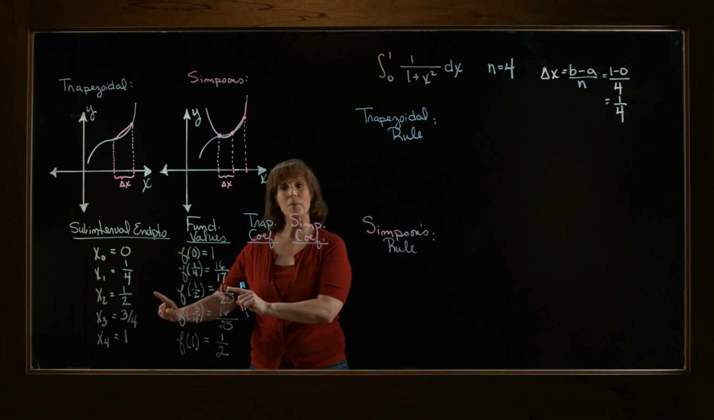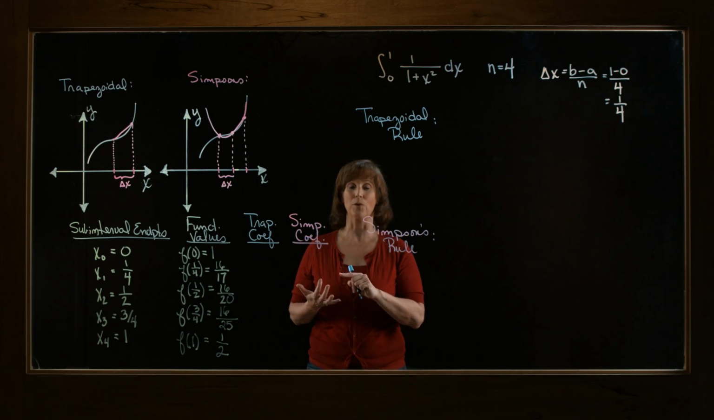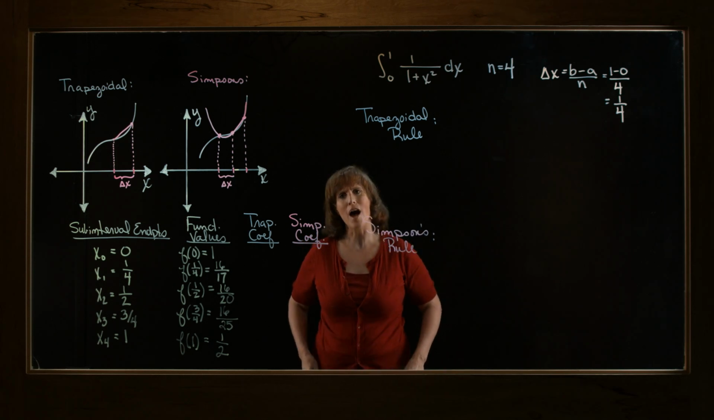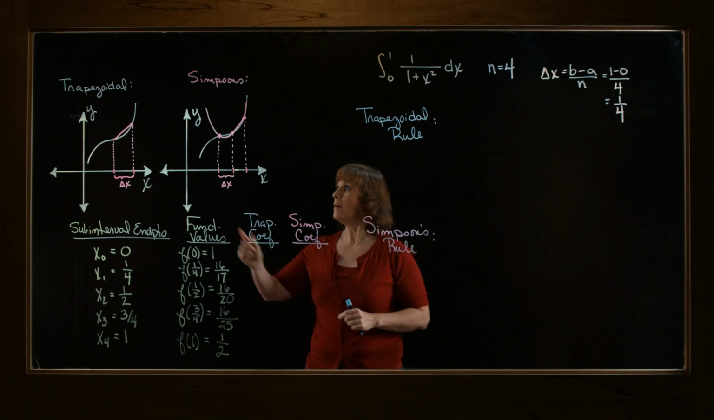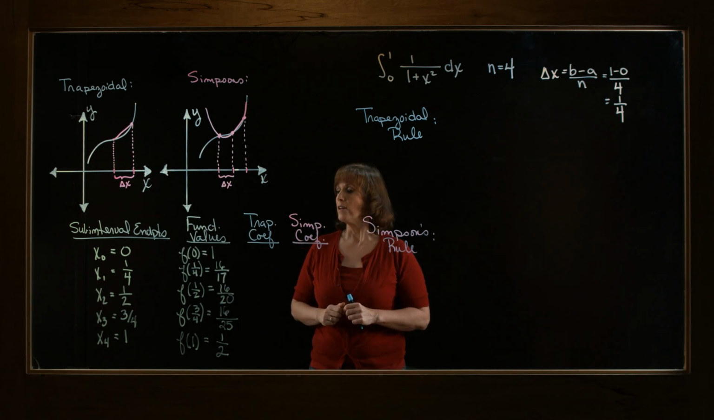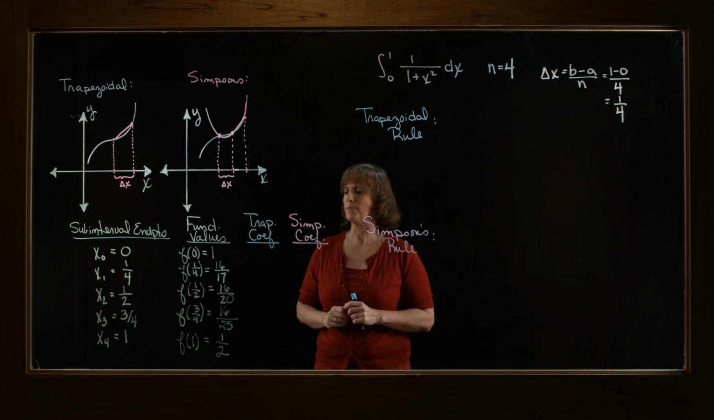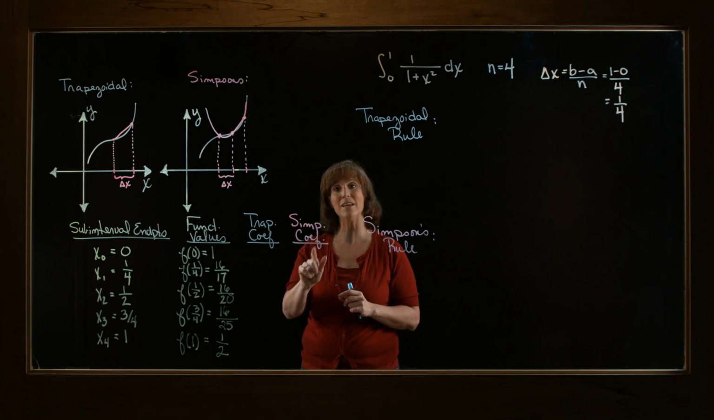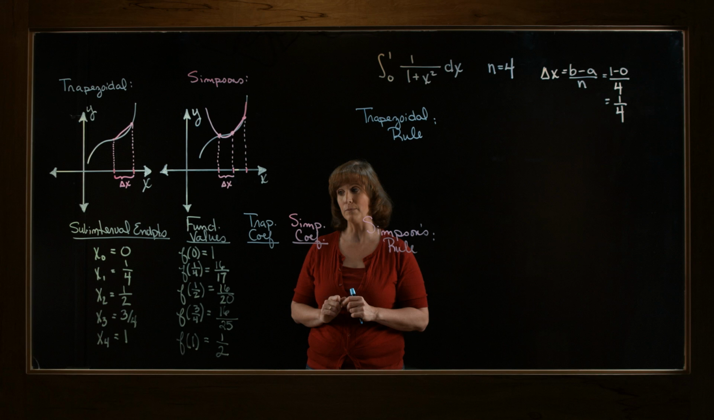Okay, so those are the pieces that I need for my trapezoidal rule and Simpson's rule that are common to both. Now, the formulas are not going to be exactly the same because I'm using trapezoids and parabolas. So where's the difference? We're going to be using some coefficients for the trapezoidal rule, and they'll be different than the coefficients that I use for Simpson's rule.